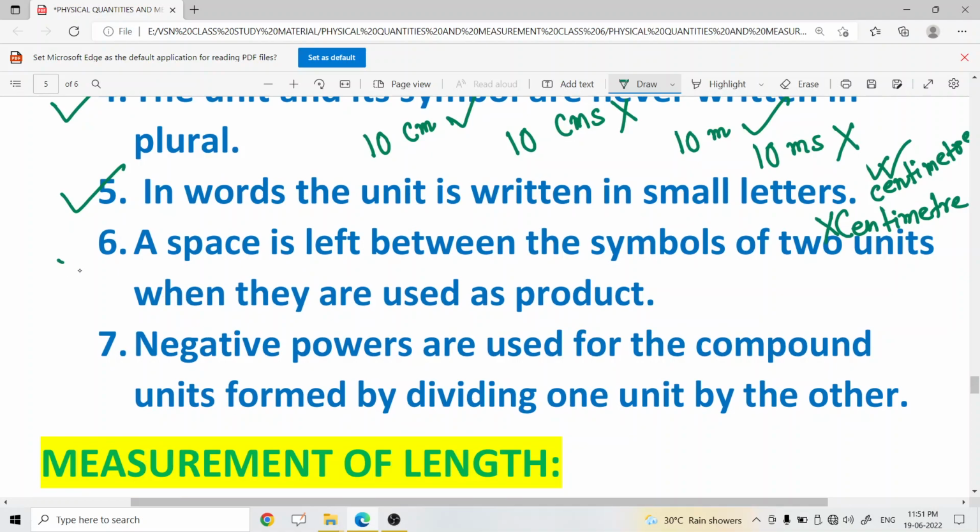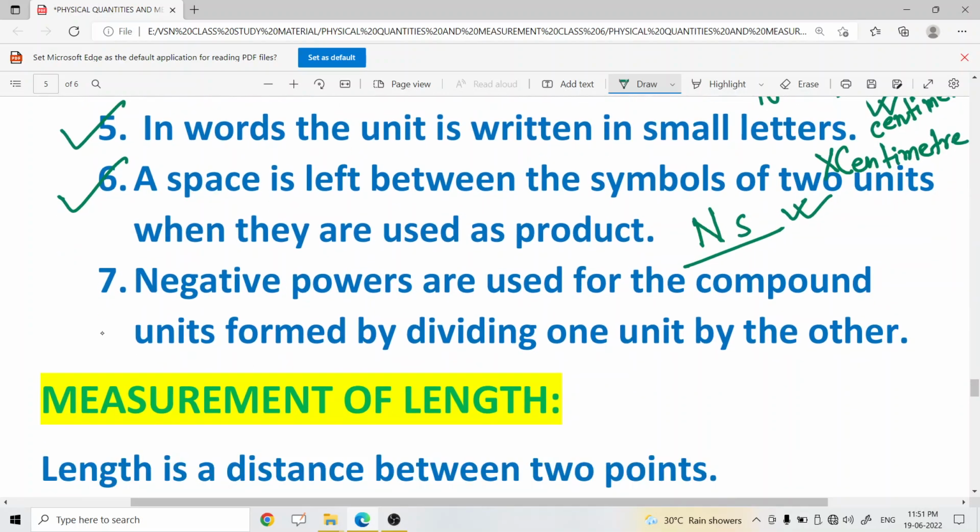Next, a space is left between the symbols of two units when they are used as a product. If you use two units as a product, then you have to give one space between them. Suppose we want to multiply Newton into second, then you write N, then a gap, and then s. So this is the product of Newton and second, and this is correct.